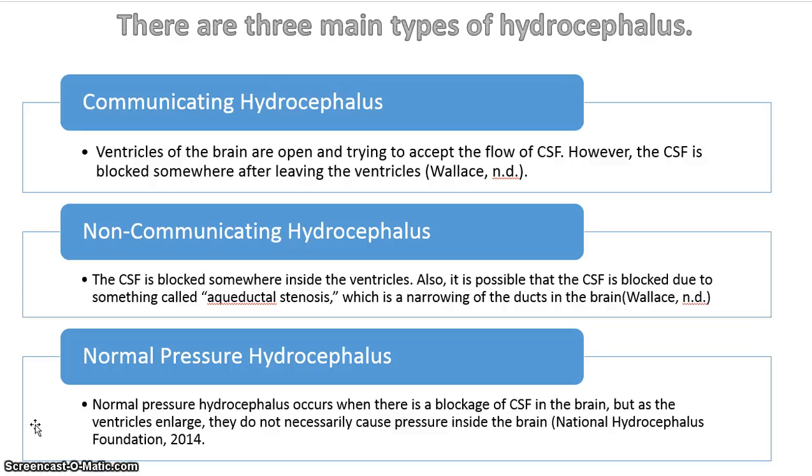There are 3 main types of hydrocephalus. Communicating hydrocephalus is when ventricles of the brain are open and trying to accept the flow of CSF. However, the CSF is blocked somewhere after leaving the ventricles. The second type is non-communicating hydrocephalus. In this version, the CSF is blocked somewhere inside the ventricles. Also, it's possible that the CSF is blocked due to something called aqueductal stenosis, which is a narrowing of the ducts in the brain. Finally, there's something called normal pressure hydrocephalus. In this version, there's a blockage of CSF in the brain, but as the ventricles enlarge, they do not necessarily cause pressure inside the brain.